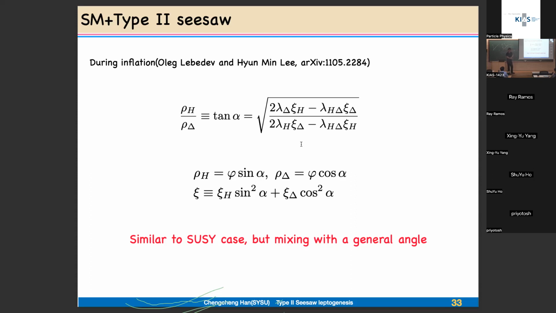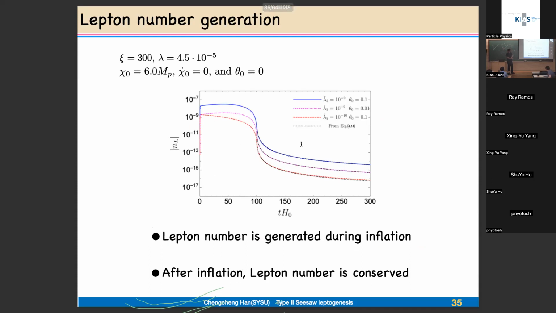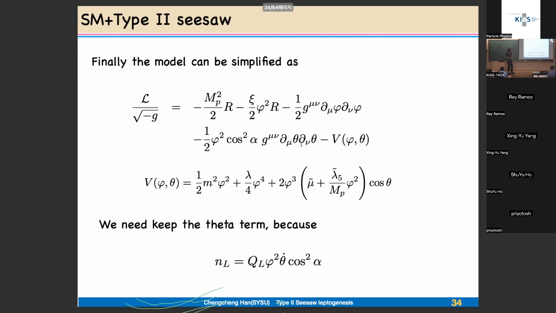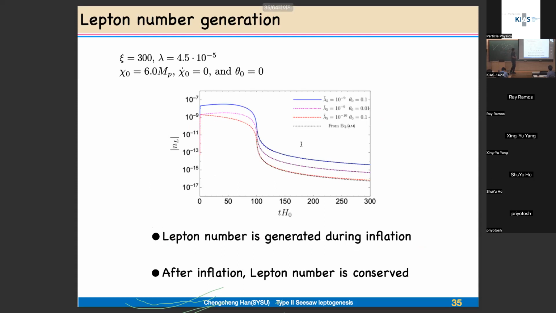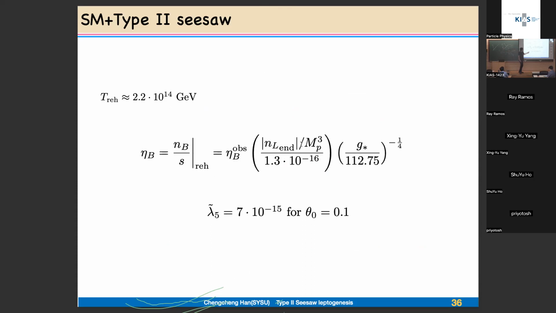Thank you. So in your model, what determines the total lepton number? Could you go to page 31? Here, this parameter determines the lepton number. So you mean N_L is determined by lambda 5? Yes. And also the initial theta, because we don't know where it is. It could be anywhere.